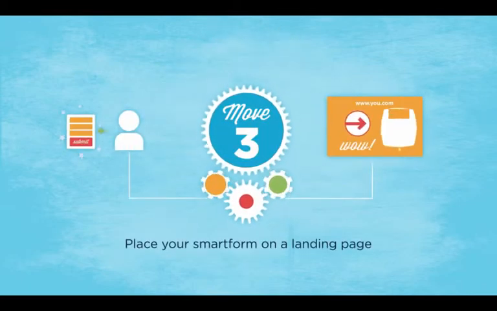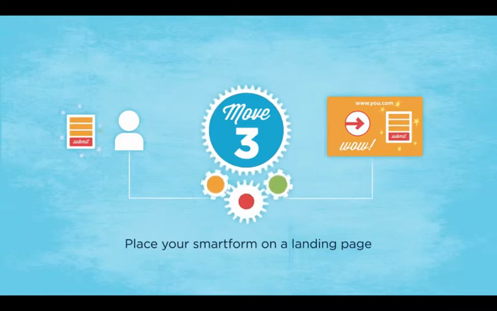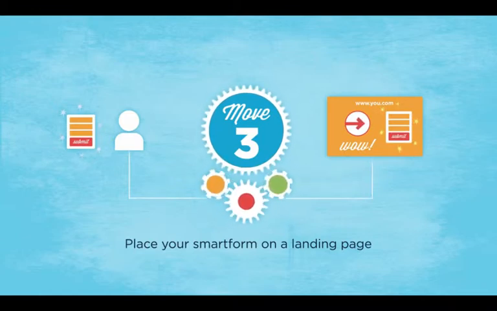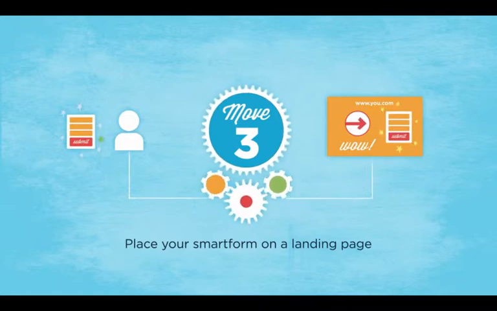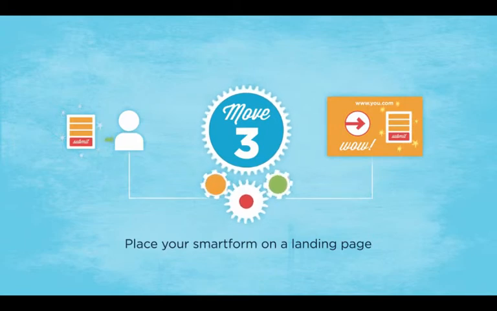Now you've learned how to enter people into the database by creating a contact record, and you've also learned how to create a smart form so that people filling them out create their own contact records. Now it's time for you to learn move number 3. You're going to create a web page so that the smart form that you made in move number 2 has a little place to call home live on the internet.